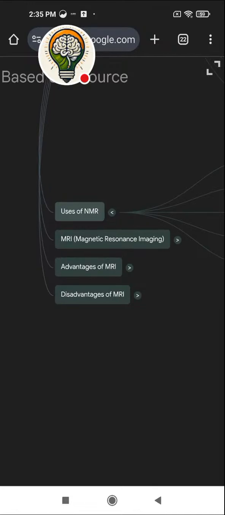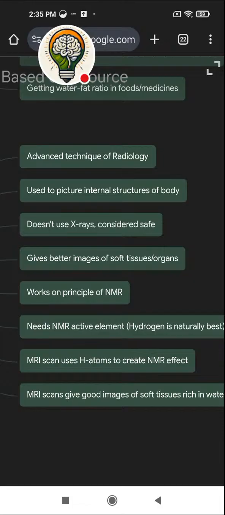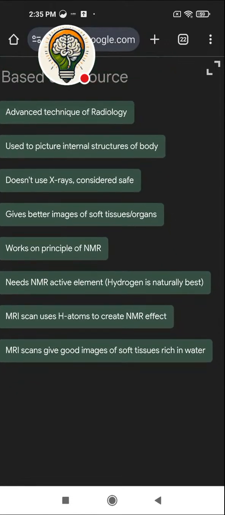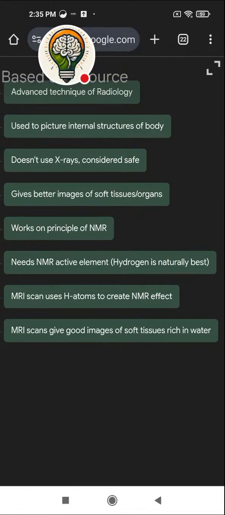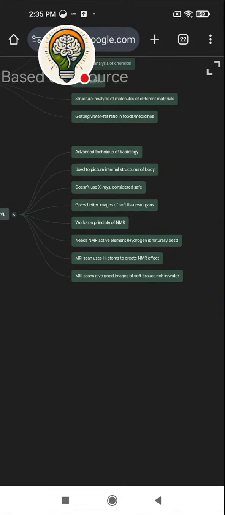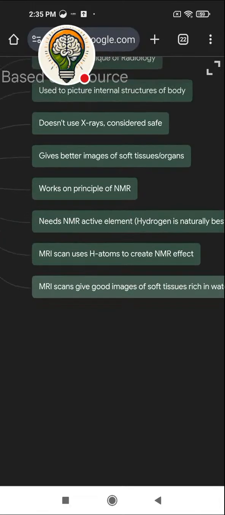So MRI is an advanced technique of radiology used to picture the internal structure of the body. It doesn't use X-rays, is considered safe, and gives a better image of soft tissue and organs. It works on the principle of NMR and needs an NMR active element; hydrogen is naturally the best. The scan uses H atoms to create the NMR effect, and MRI can give a good image of soft tissue.